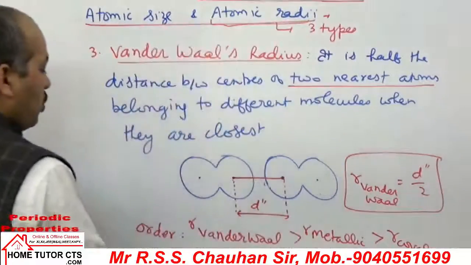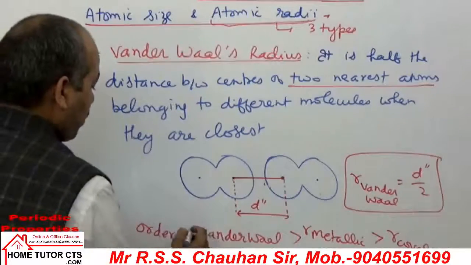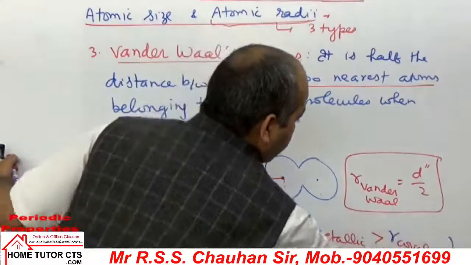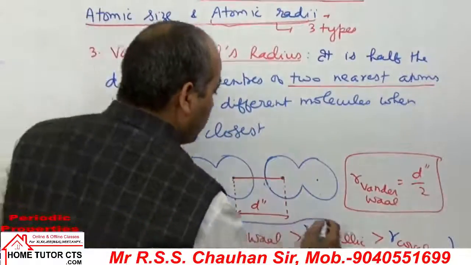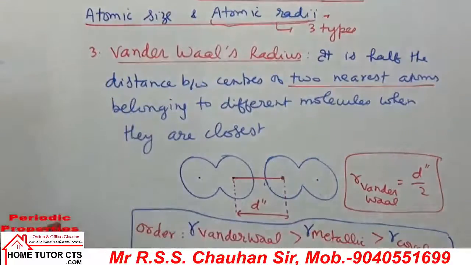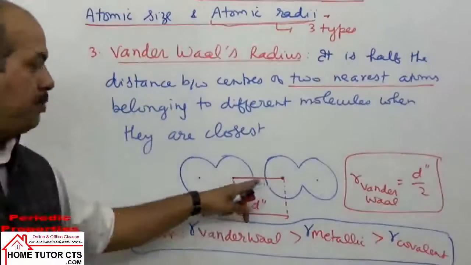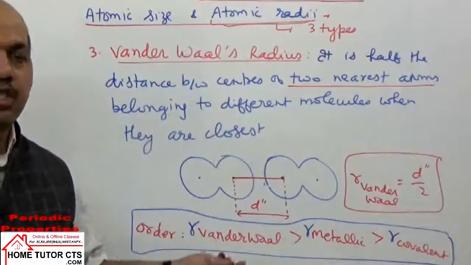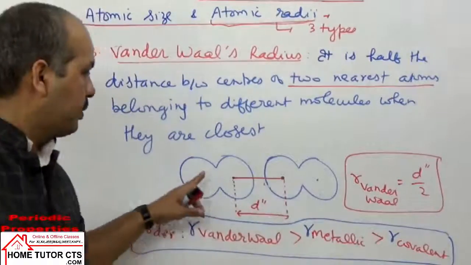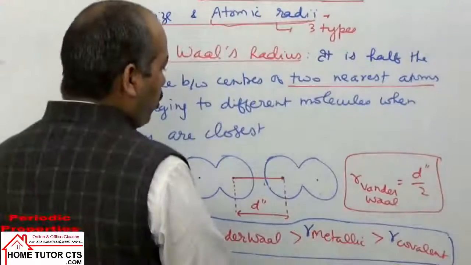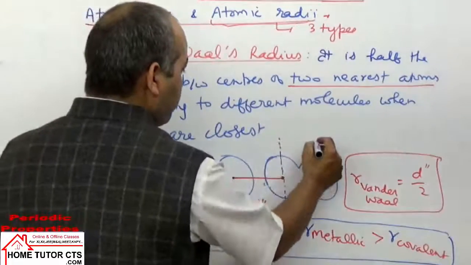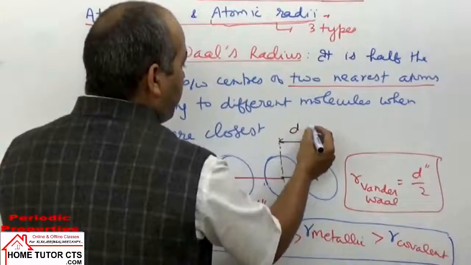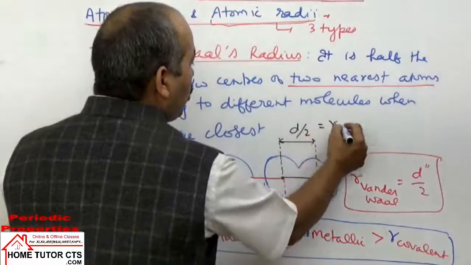Suppose it is the same element we are measuring, in one case van der Waals radius, second case metallic radius, and third case covalent radius. Clearly, for the same element, van der Waals radius is maximum because the two atoms belong to different molecules, so they are definitely farthest possible. Whereas in covalent radius, it is the same molecule. Distance taken from here to here is d, and d by 2 is the covalent radius.